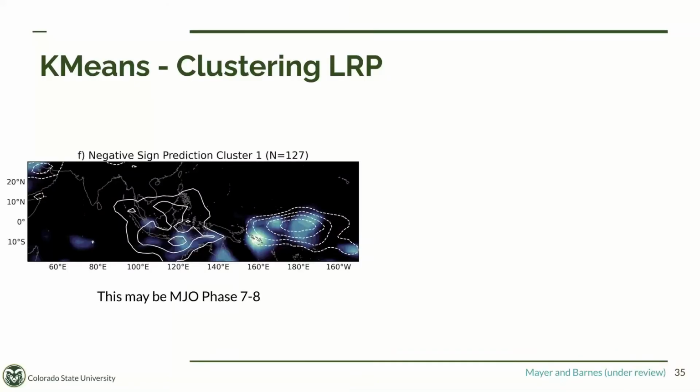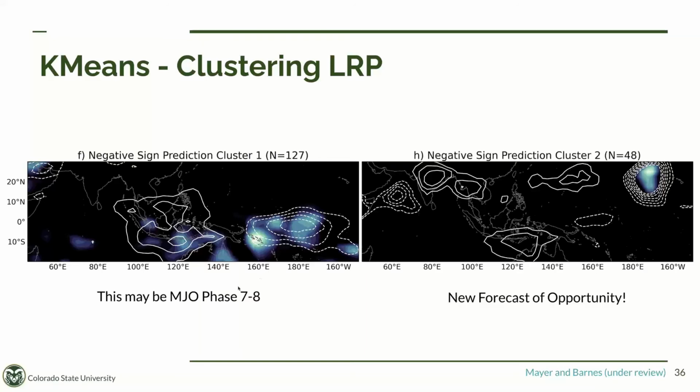So for example, if we look at these negative sign predictions where we had this hotspot west of Hawaii, we can see that the first cluster of our negative sign predictions has this MJO phase 7 and 8 structure, where we have this suppressed convection over the maritime continent and enhanced convection over the Western Pacific. But what's interesting is that cluster 2 is specifically looking at this hotspot just west of Hawaii, which could possibly be a new forecast of opportunity for this region over the North Atlantic.